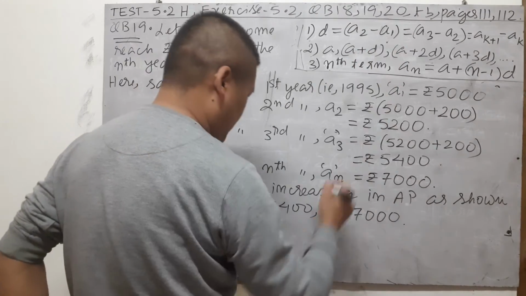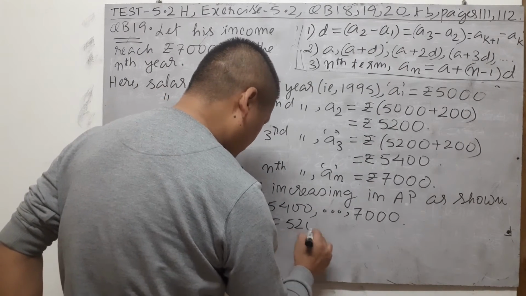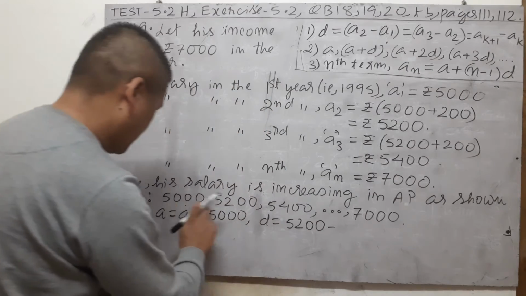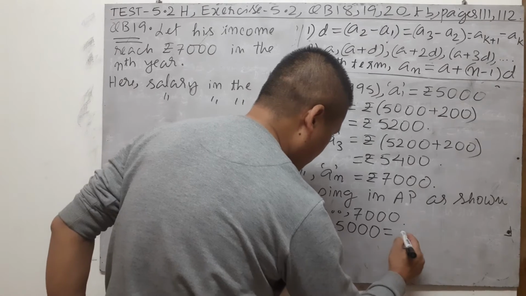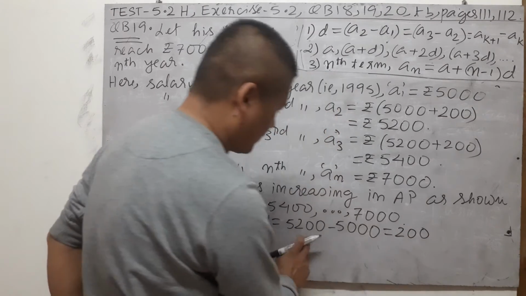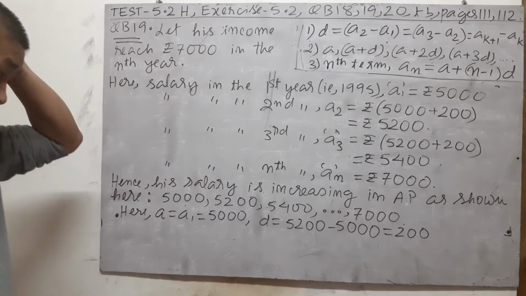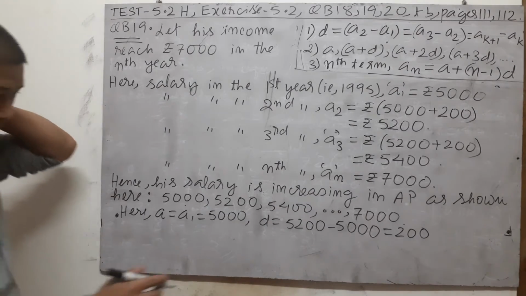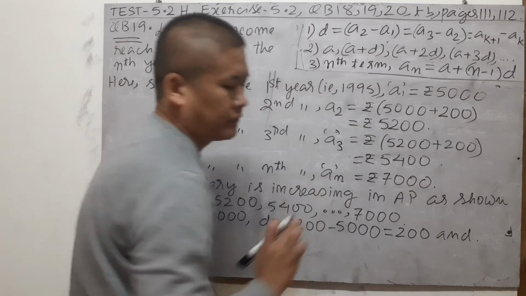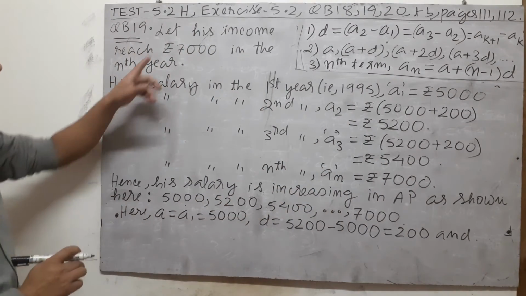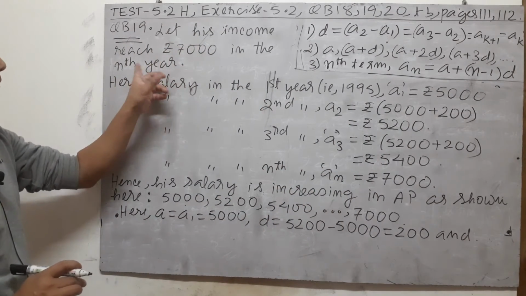As you can see here, I'm using 5,200 minus A1, 5,000, which by simple common sense is also 200. So D is 200, A is 5,000, and the last term, the year where his salary reached 7,000, is the nth year we put in the beginning assumption.